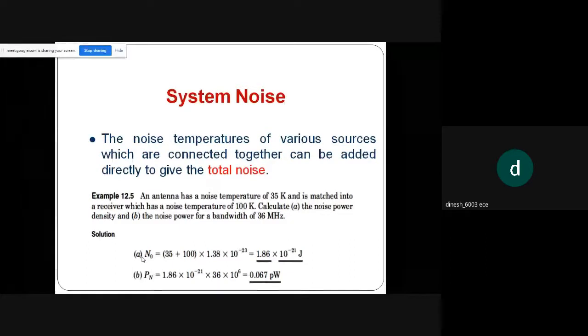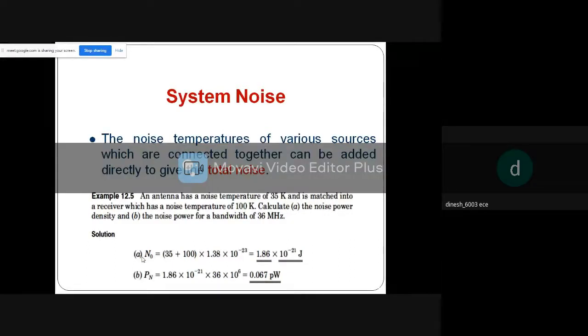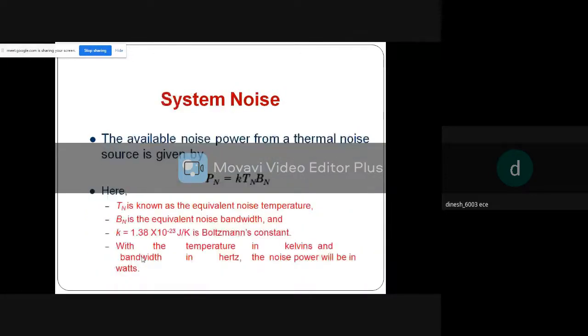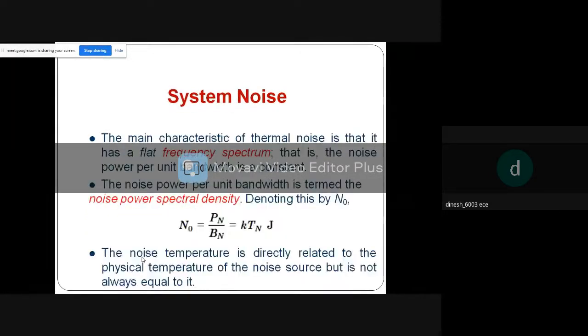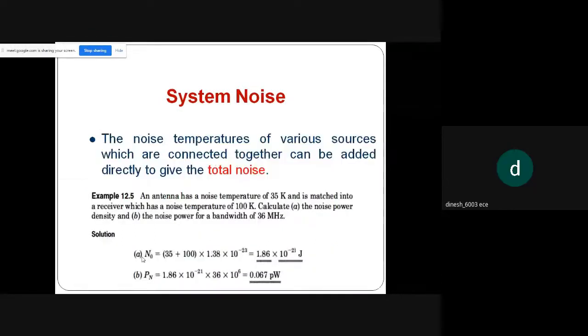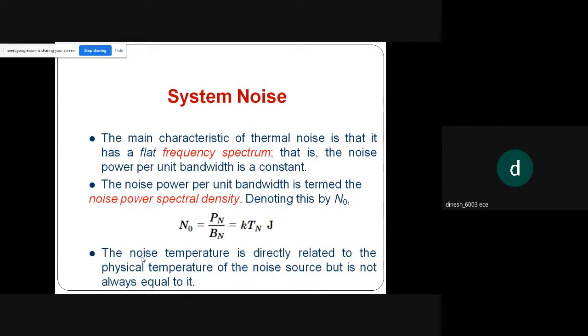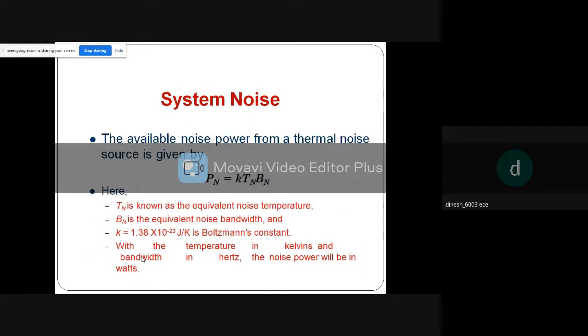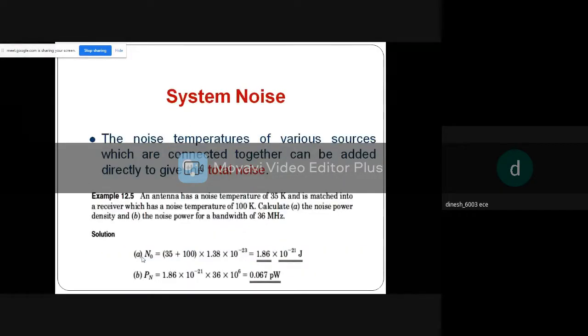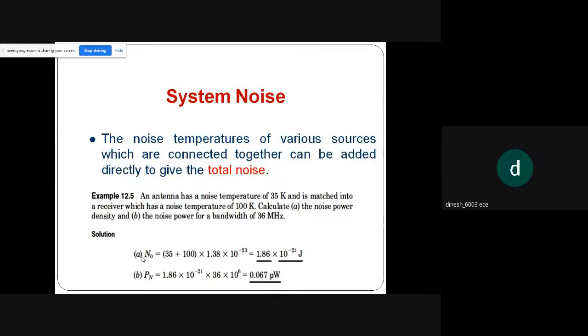So this is how to calculate the equivalent, because Tn is the equivalent noise temperature, not the particular one. So equivalent will be the summation of these two. So equivalent noise temperature will be 35 plus 100 Kelvin, which is 135 Kelvin, into the Boltzmann constant K, 1.38 into 10 power minus 23, which gives 1.86 into 10 power minus 21 joules, which is the noise power density.